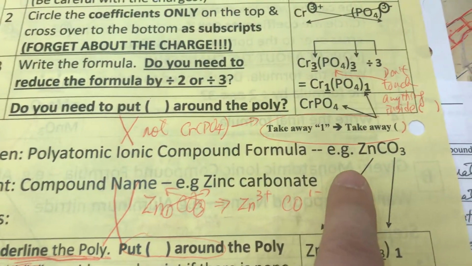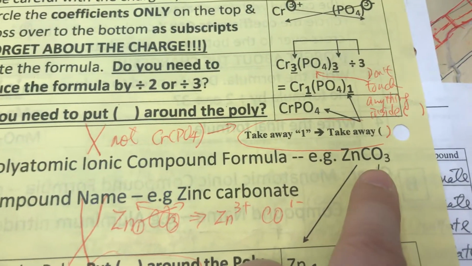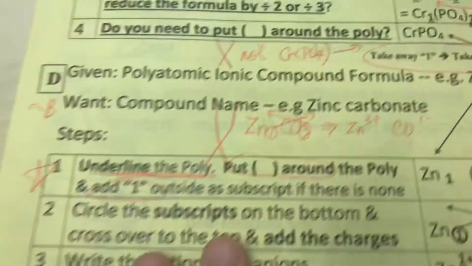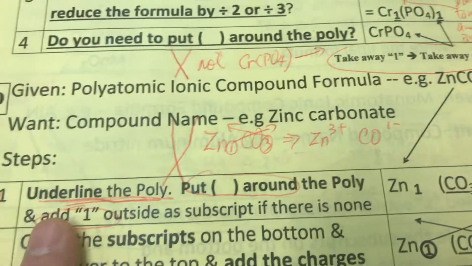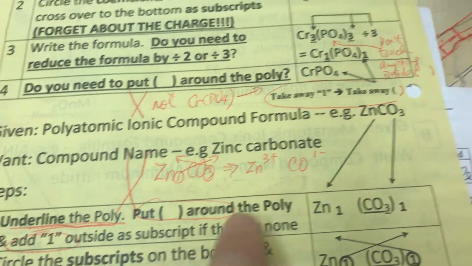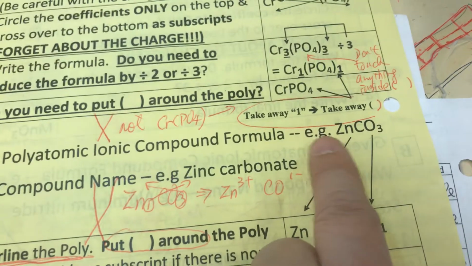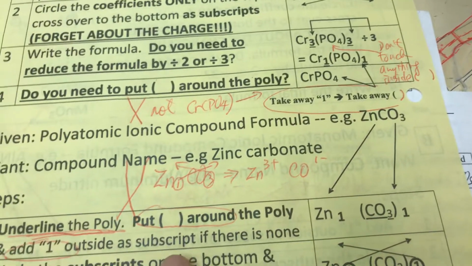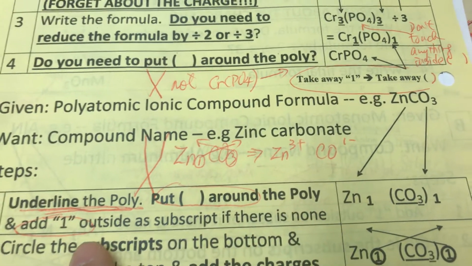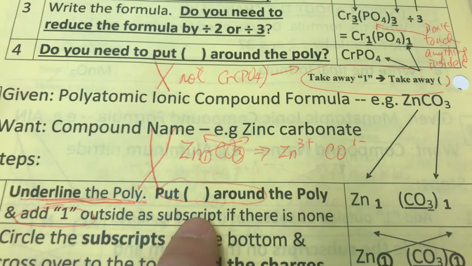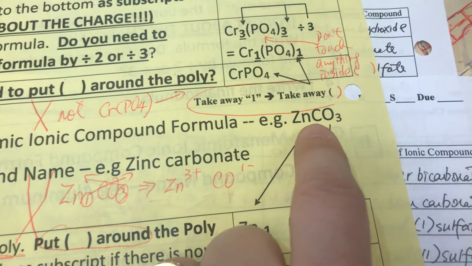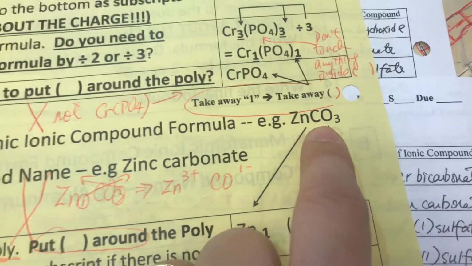So if you're given, for example, ZnCO3, the answer should be zinc carbonate. So how will you get that? Step 1 is the extra step you have to do, particularly on step D. When you're given an example like ZnCO3, you have to underline the poly, put parentheses around the poly, and add the 1 outside as the subscript if there's no number on it. So in ZnCO3, you have to recognize that CO3 is a poly.